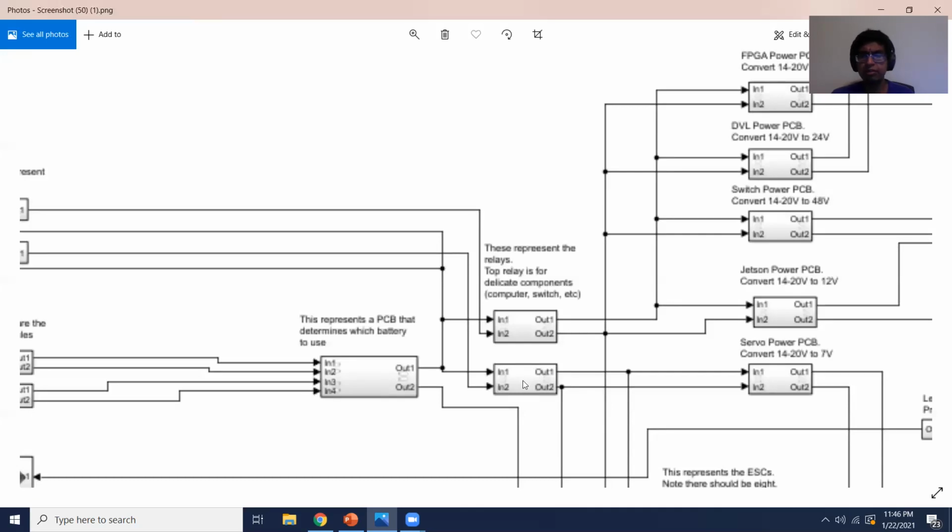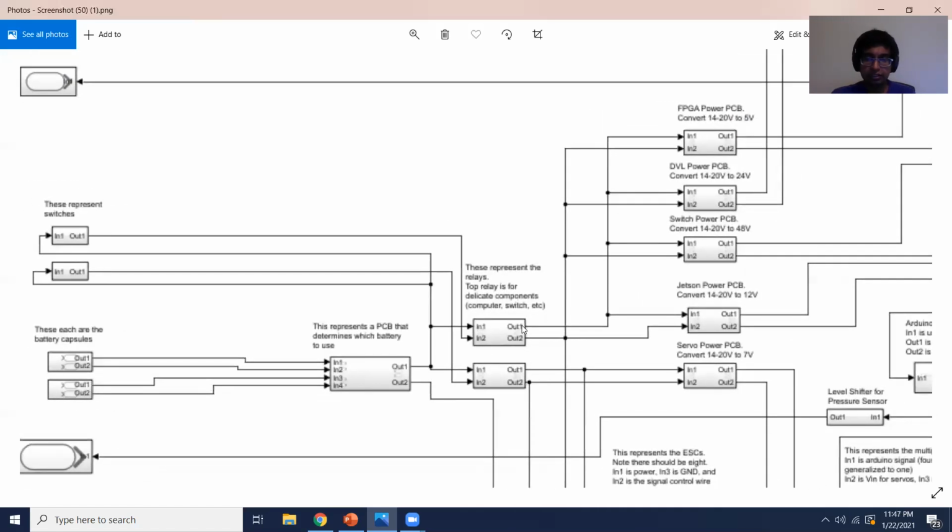The reason we separate this out is mainly because we don't want any back current or back voltage to affect the other parts of the system. If there's some fluctuations in the thruster voltage or the thruster draw, we don't want that to accidentally fry the computer or something. So this effectively isolates the two parts of our system with respect to each other.